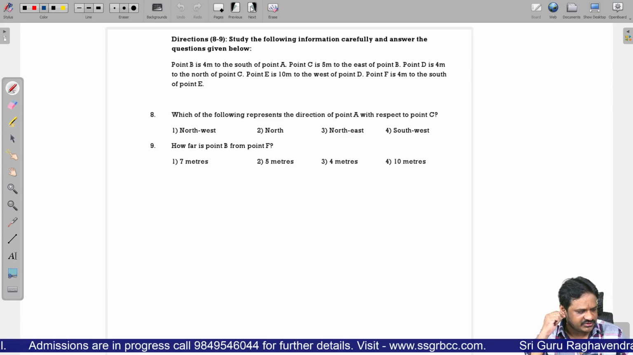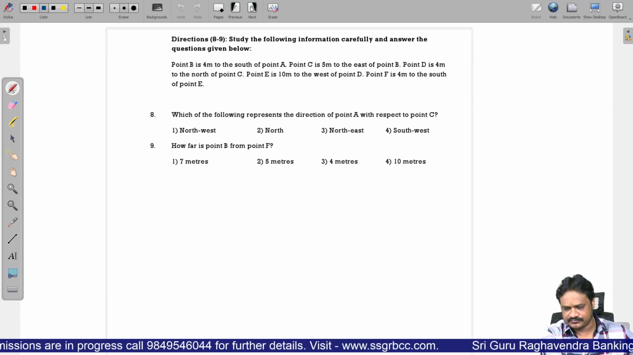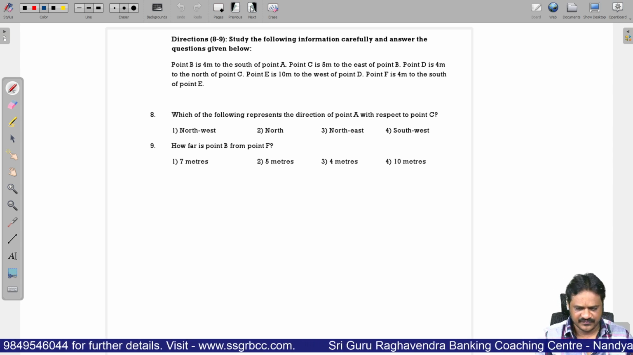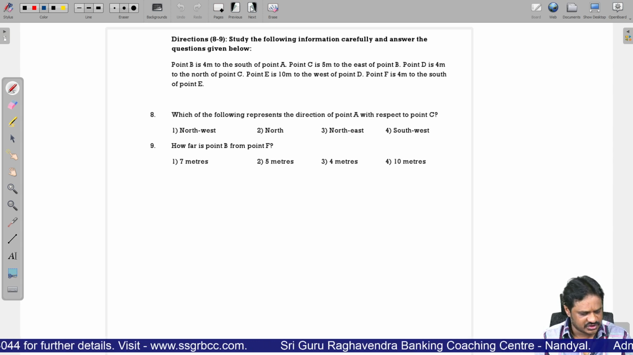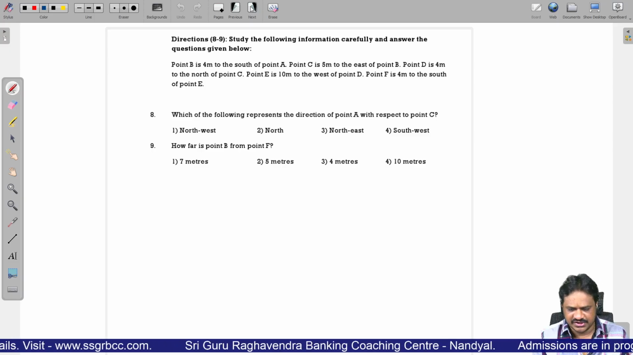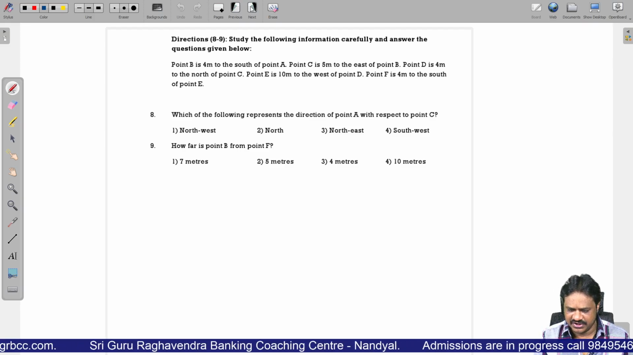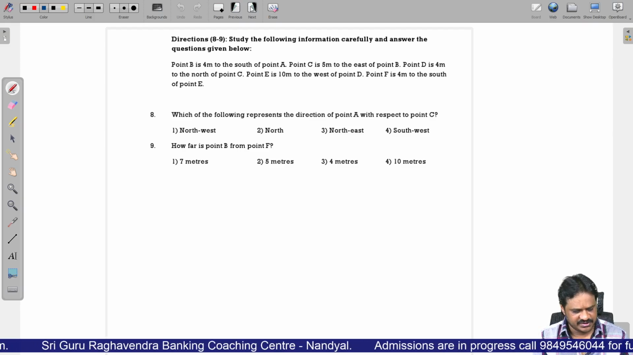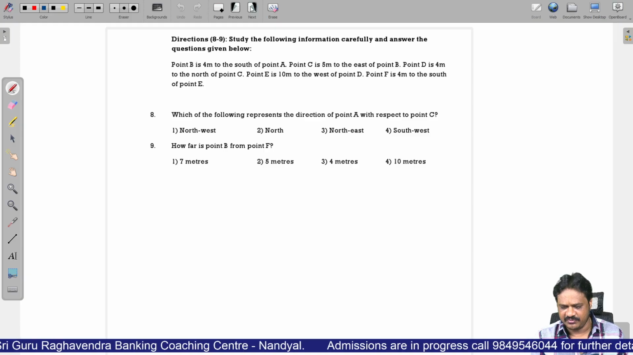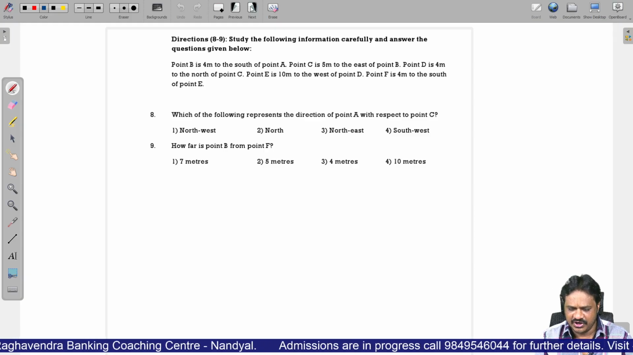Let us see questions 8 to 9. Study the following information carefully, then answer the question. Point B is 4 meters to the south of A. Then point C is 5 meters to the east of B. Point D is 4 meters to the north of C. Point E is 10 meters to the west of D. Point F is to the south of E, 4 meters.